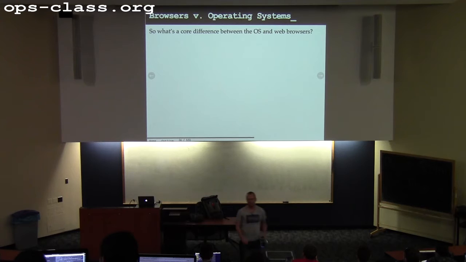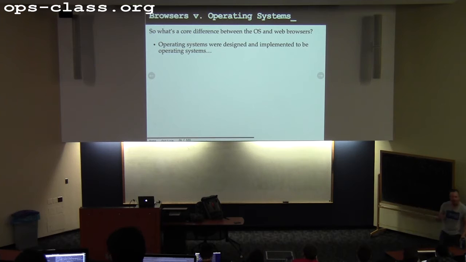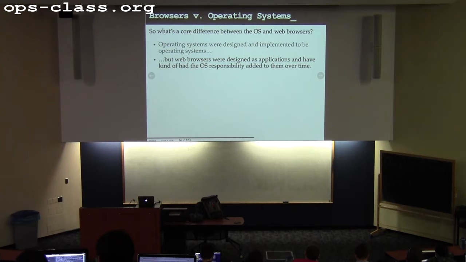When people designed operating systems, they had all of these things in mind. Right, there were these well-defined goals. We're going to protect applications from each other. This was how operating systems were designed. This was part of the spec. They were already designed to do this. Whereas web browsers started life as applications, and over time, as we've been migrating more and more computing functions into them, they've had to take on these new responsibilities in this really ad hoc way.